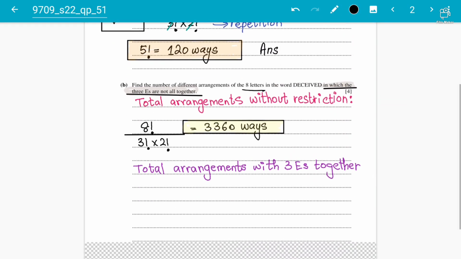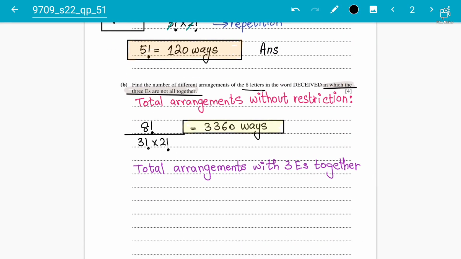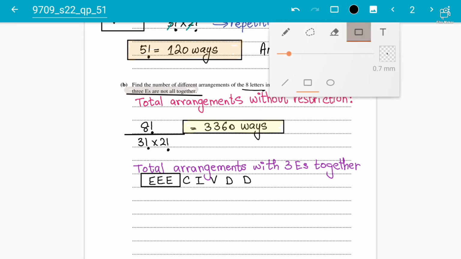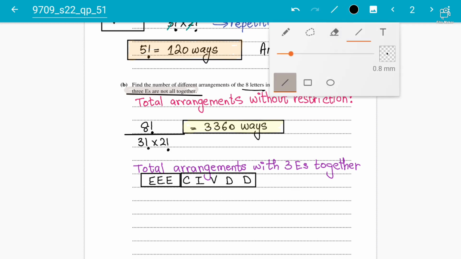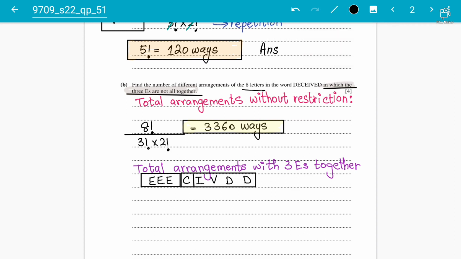So it will be similar. If you got the first part, you will get it. 3 E's together will mean that these 3 E's are coming together. Okay, one box, and then you can write C, I, V, and D and D. So these will all be in 5 different boxes, because now there is no restriction on D as well. So D will be written separately as well. So C, I, V and D, D. Okay, so again, now how many boxes are there, students?